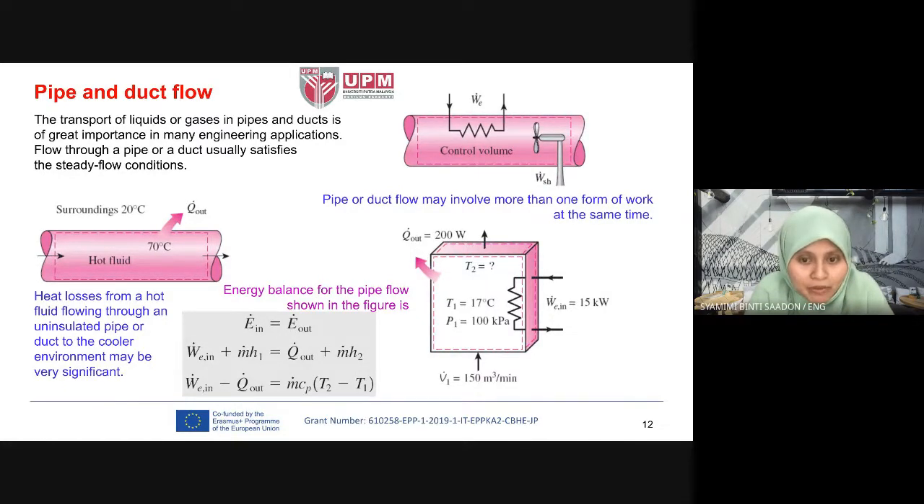So for pipe or duct flow, we have all these energy transfers by work, heat and enthalpy, mass. Heat loss from a hot fluid flowing through an uninsulated pipe or duct to the cooler environment may be very significant. So we cannot neglect the heat output or input of the pipe or duct system.